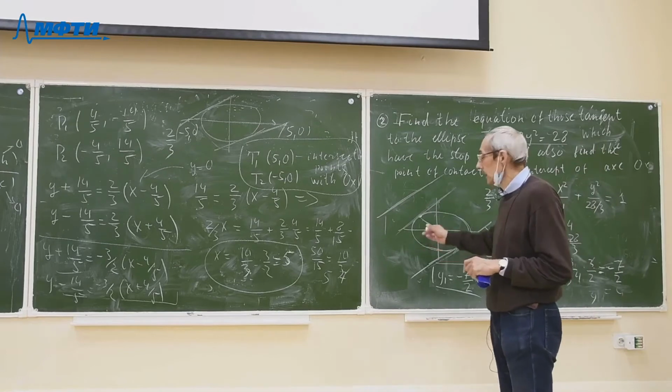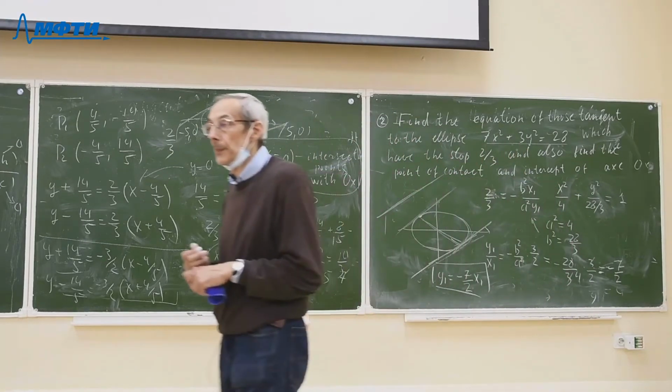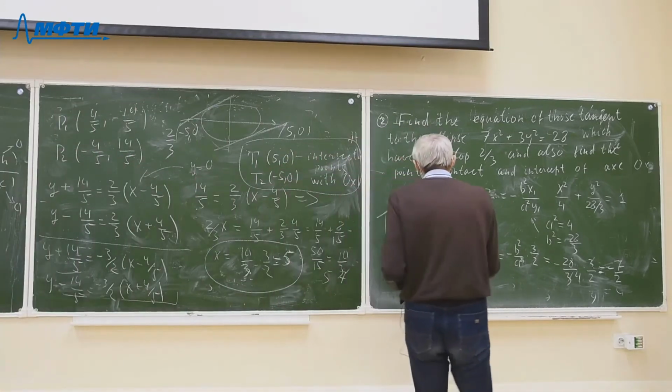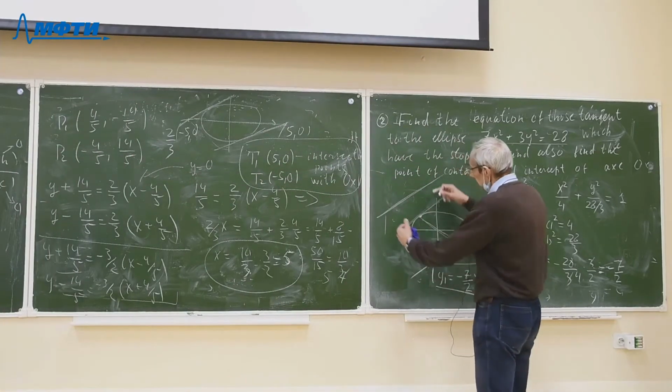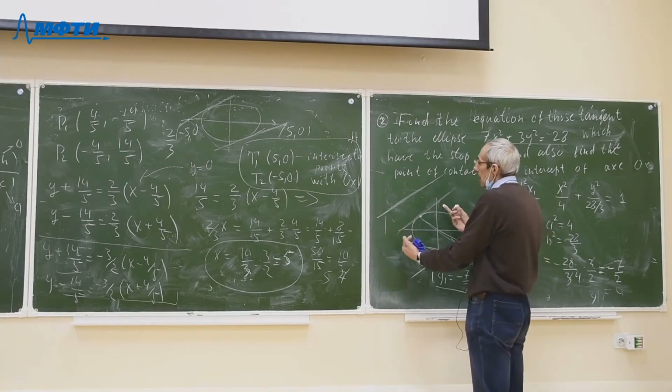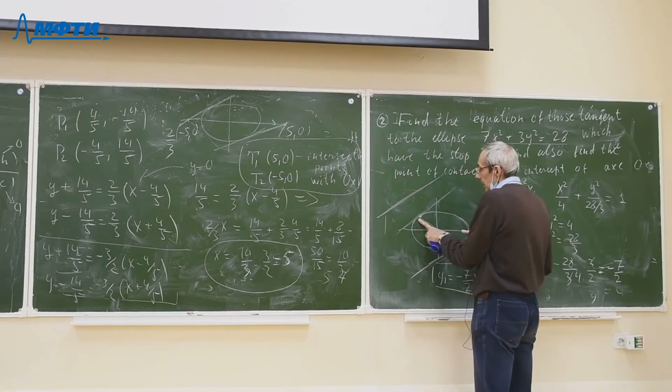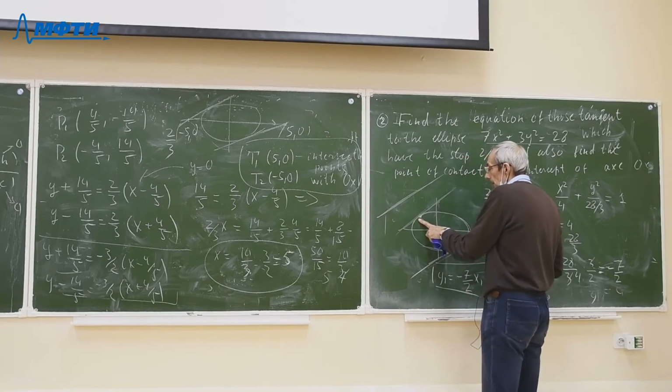I'm sorry, Professor. Contact is curve. Yes. Point of contact for what? I don't understand the question. Point of contact: this point which is common for our tangent and the curve. The tangent and the ellipse, right? Yeah.